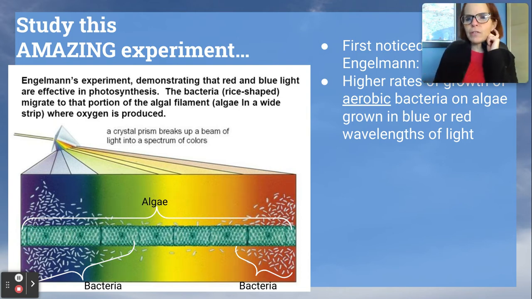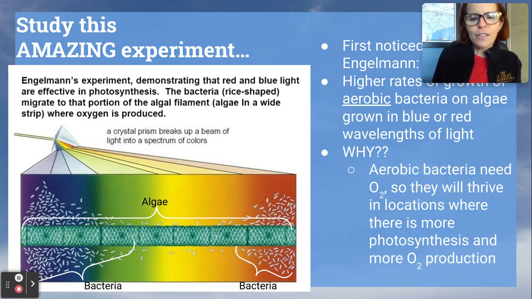And so Engelmann was growing all of this blue-green algae. And what he discovered, oddly, was that the bacteria were growing on the algae, but they were mostly growing in the blue and purple areas of the spectrum and in the red areas of the spectrum, but not very much in the green areas of the spectrum. And the question was, why? Why are those bacteria not growing there? Can you figure it out?